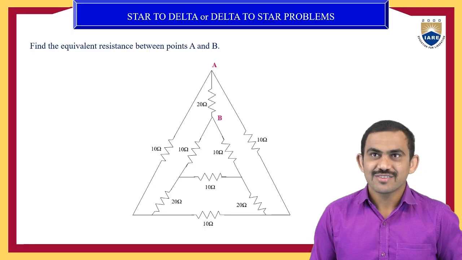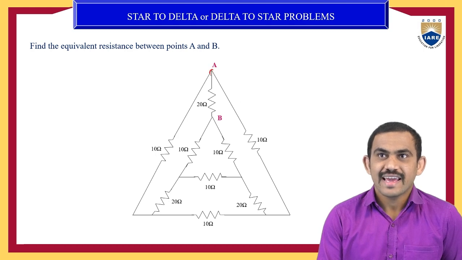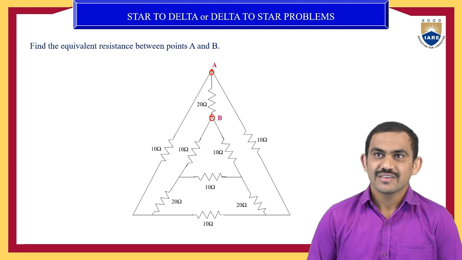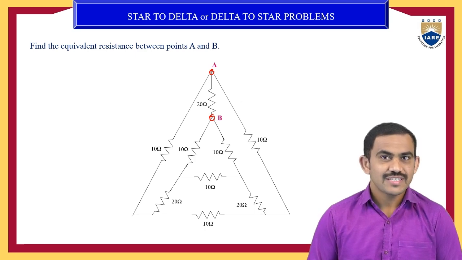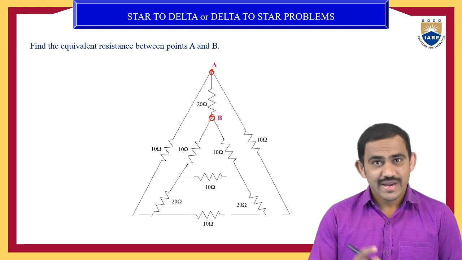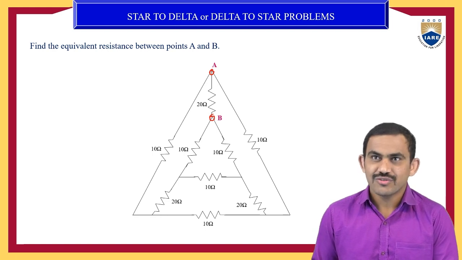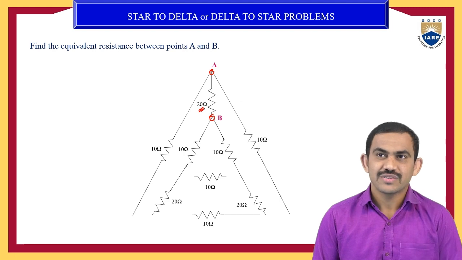This is my circuit now. Between A and B, I need to find the equivalent resistance. It's a big circuit, but don't think of it as big, because every circuit is small only. We'll go step by step. Between A and B, we need to find the equivalent resistance. Up to the end, don't change the 20 ohm resistor between A and B.